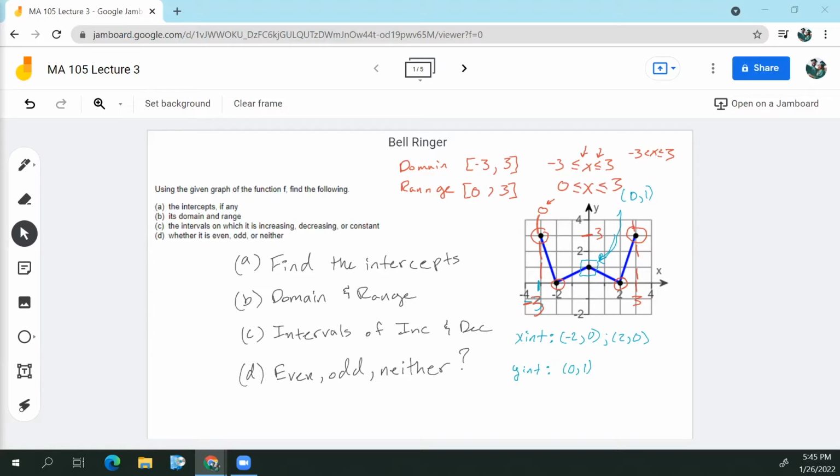Why? With range, we're talking about the Y variable. Yes, does that make sense? And the reason, of course, being that we're talking about where Y can be between 0 and 3. Everybody cool with that? Awesome.